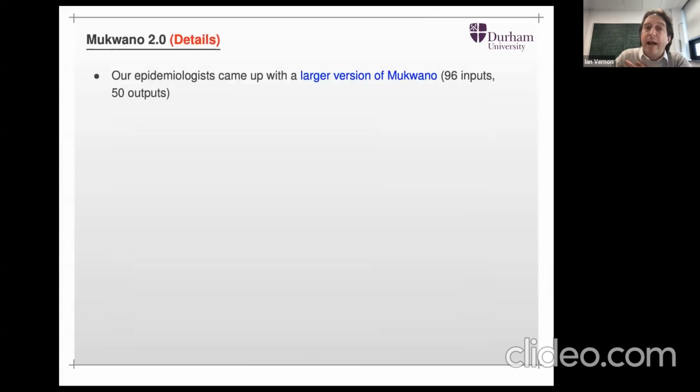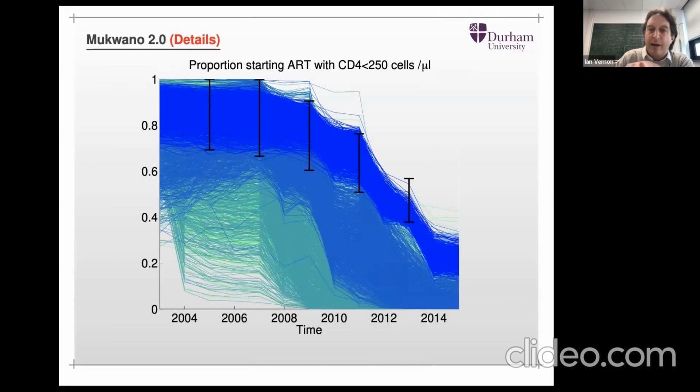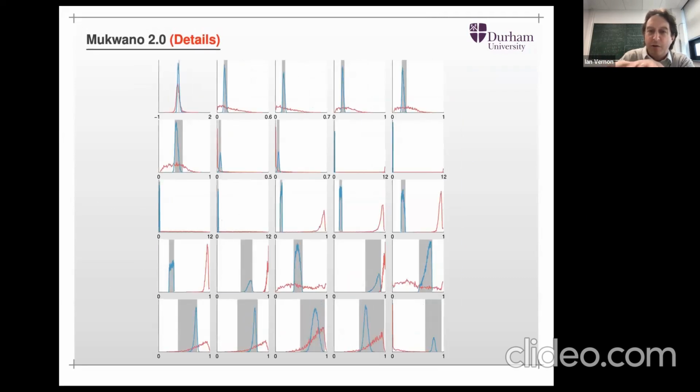Now, there was then Mukwano 2.0. I just want to throw this in. I'm going to flash through it because this was a larger version of Mukwano, which had 96 inputs and 50 outputs. So I would describe 96 inputs as a fairly healthy number. Large parameter space means different things these days, depending on who you talk to. But 96 inputs for a disease model is decent. So we went through this, and that was all fine. Again, we got lots of nice runs, fitting the data. There's some specific plots showing how we're fitting the input parameters.